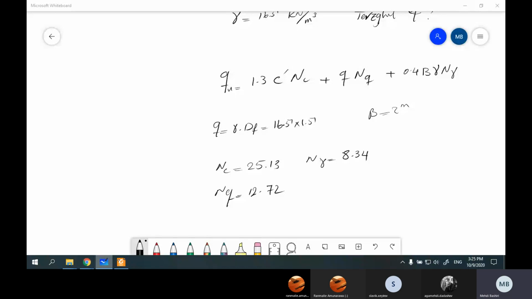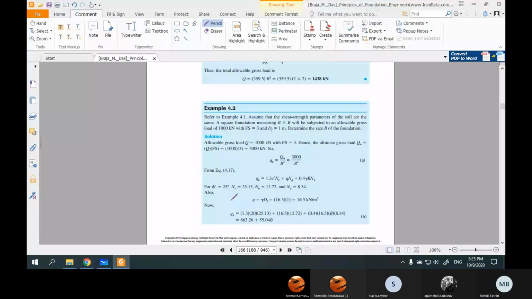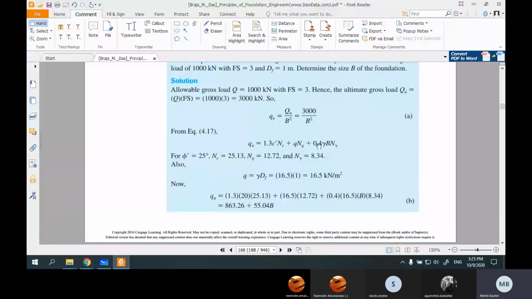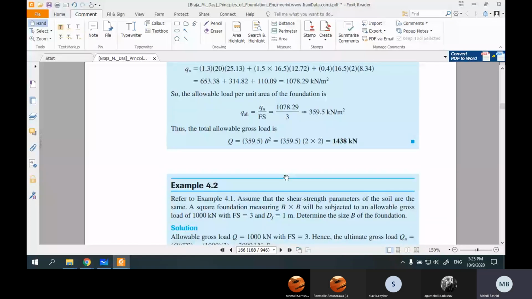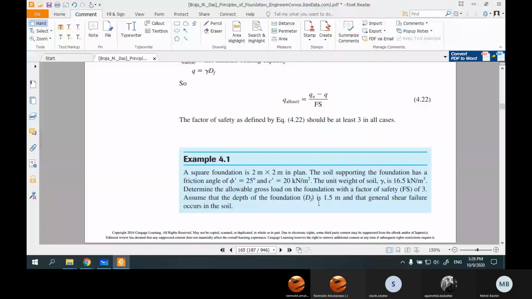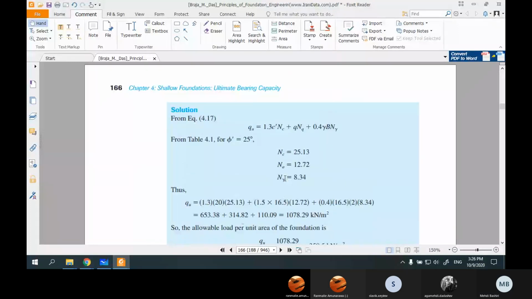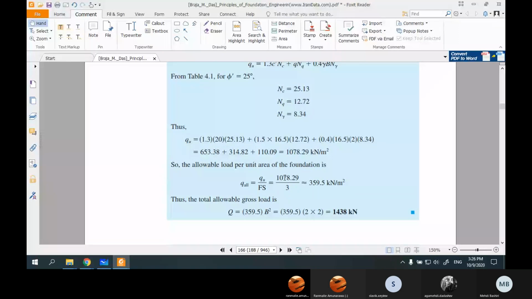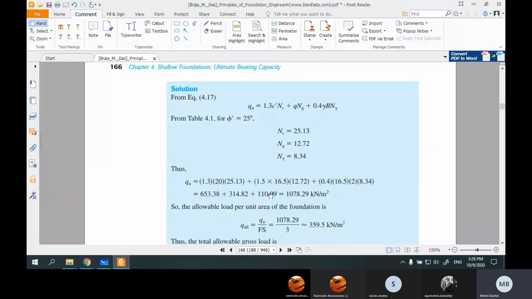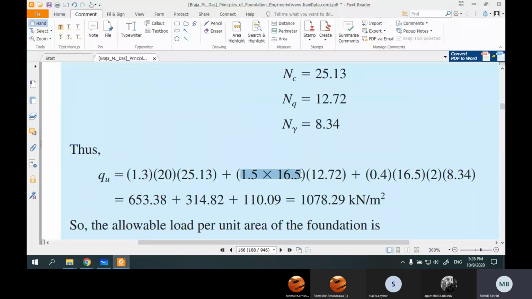So here you can see, depending on our case, phi is 25, NC is 25.13, Nq is 12.72. Here you can see that q is 1.5 times 16.5. This is q. Gamma is here, B is here, everything is here. So the final answer is this.